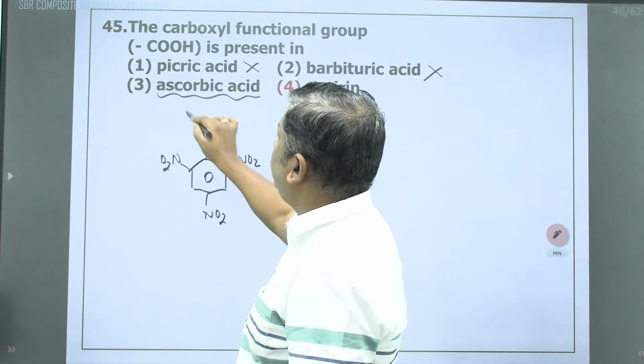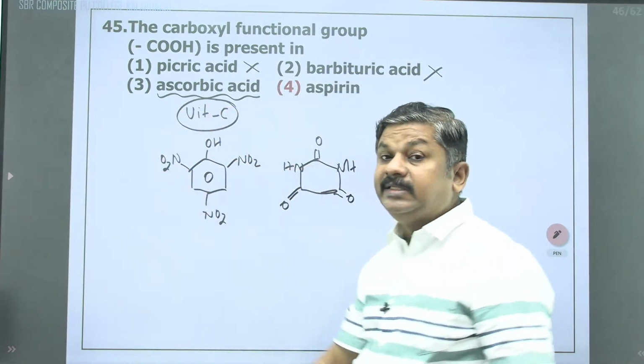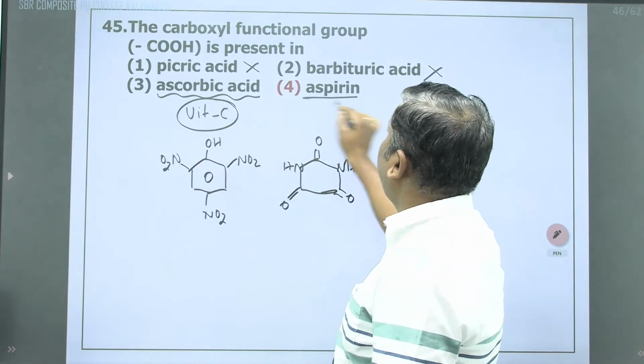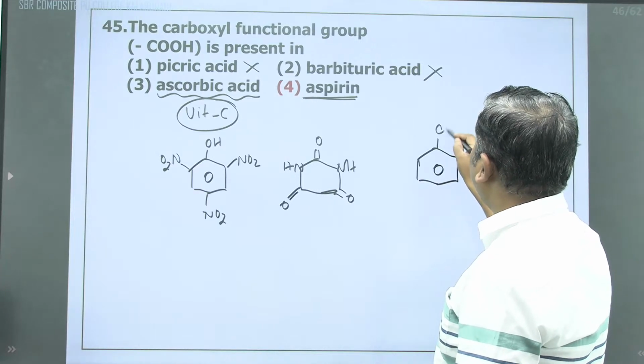Ascorbic acid, commonly called vitamin C. This compound contains ester and OH groups. There is no carboxylic acid group. But aspirin is a compound commonly called acetyl salicylic acid.